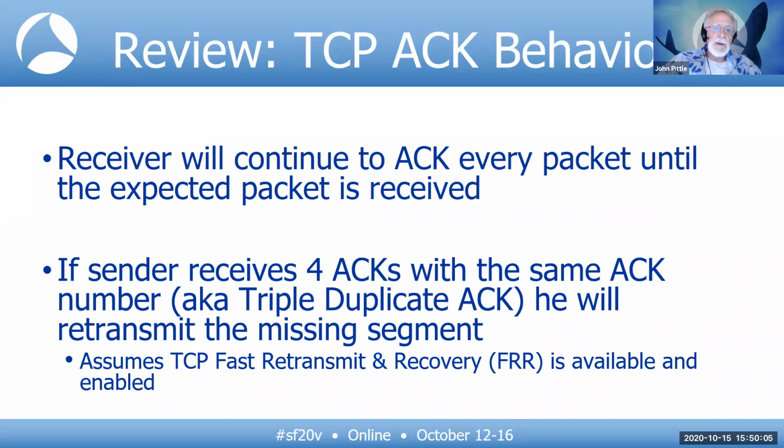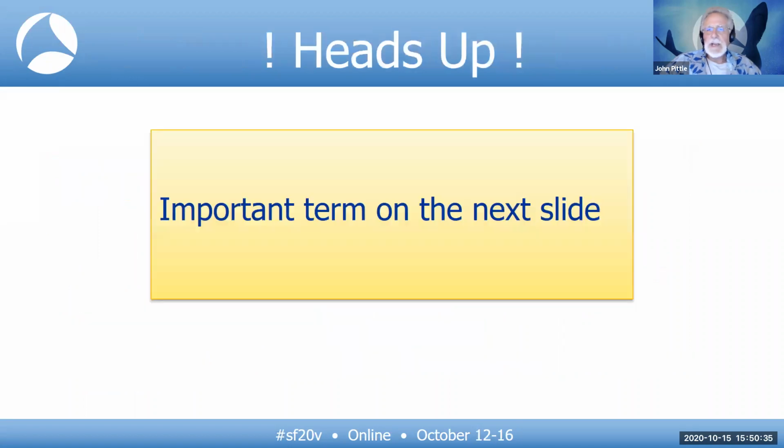If the sender of the data receives 4 ACKs in a row from the receiver, we call this a triple duplicate ACK, and at that point the sender will retransmit the missing segment if fast retransmit and recovery is available and enabled on the sender. So these are just some very basic baseline behaviors. And we'll take a quick look at some of the Wireshark decodes for that basic behavior, because I want to introduce some terminology and make sure everybody has that terminology solid.